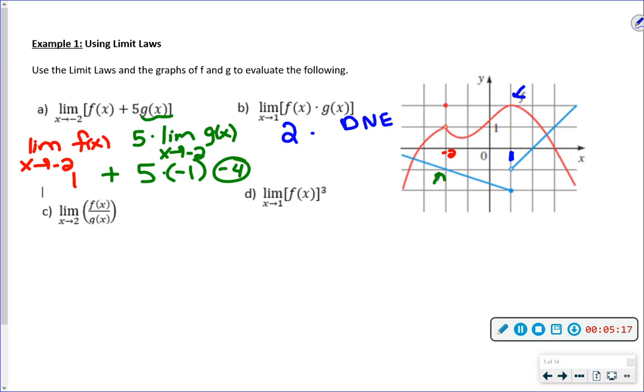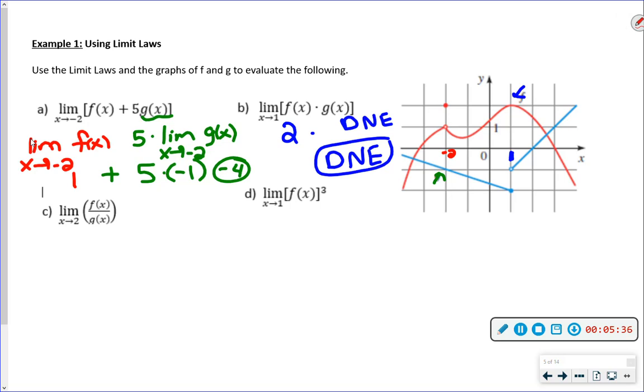So what's your overall final answer? DNE, okay, because they both have to exist for me to multiply them together. How am I going to do 2 times does not exist? That's weird. 2 DNE. Or if you're Alex, you're going to put 2 DNE. All right.